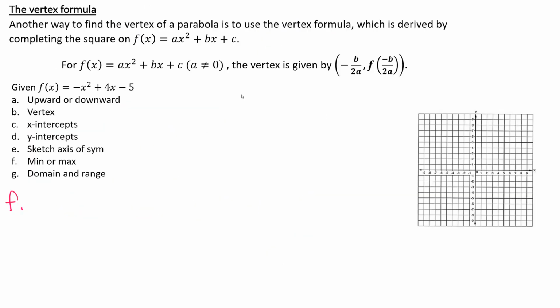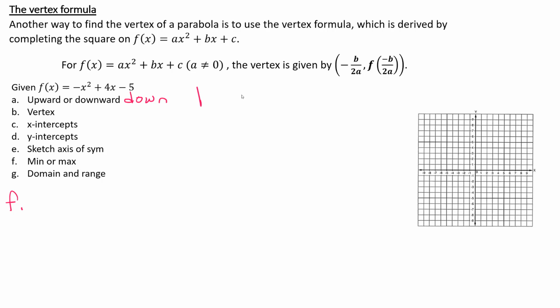All right, another way to find the vertex of a parabola is to use the vertex formula, which is derived by completing the square on f of x equals ax squared plus bx plus c. And if you do that, you're going to get that the vertex is -b over 2a and f of -b over 2a. So if we have this parabola, -x squared plus 4x minus 5, it definitely opens down because there's a negative sign on the x squared.